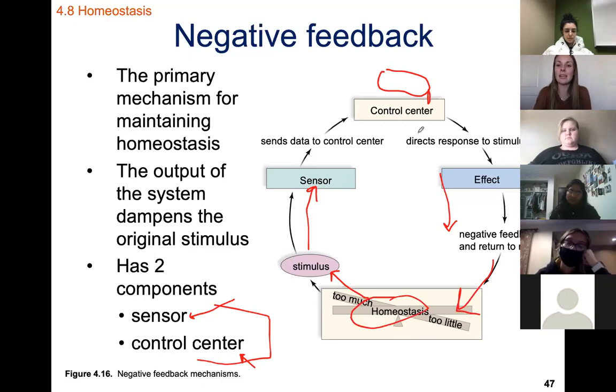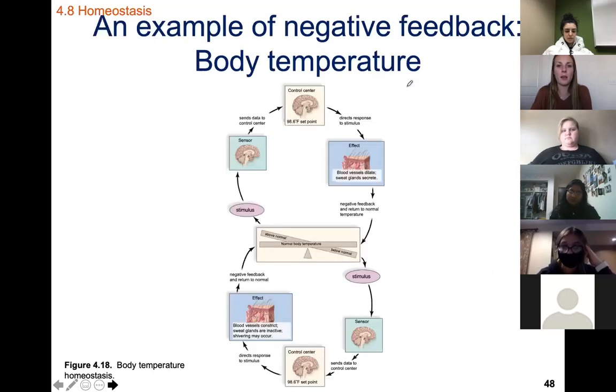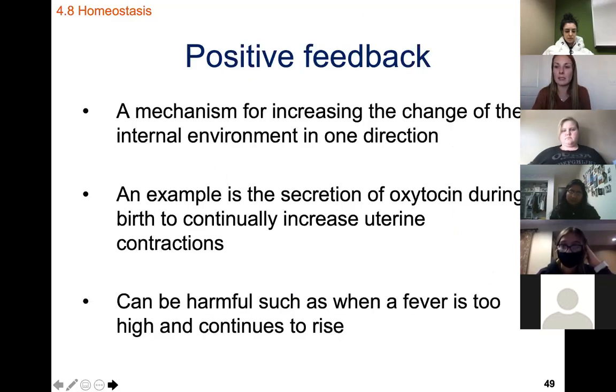Okay, that's called a negative feedback loop. It's essentially directing right to the problem and fixing it and creating a solution. So here's that example of body temperature. This is also in your book. I kind of just went through it, so I'm going to skip ahead to the positive feedback loop.